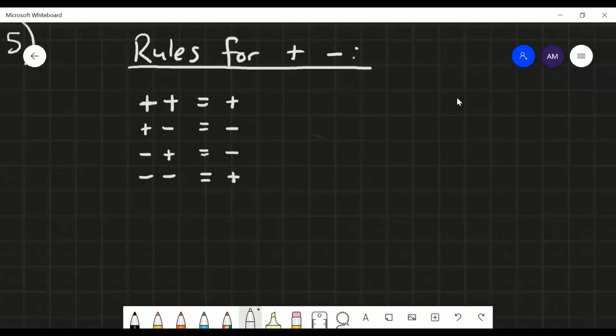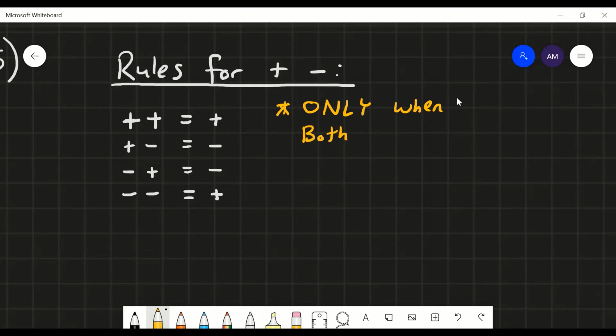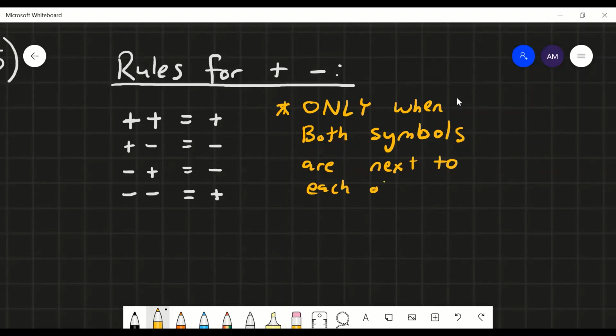Now, I have to be very careful with how I introduce this to you because I see a lot of people make mistakes with this. This only works when both symbols, I'll call them, the pluses and the minuses, are next to each other. Now, what do I mean by that?